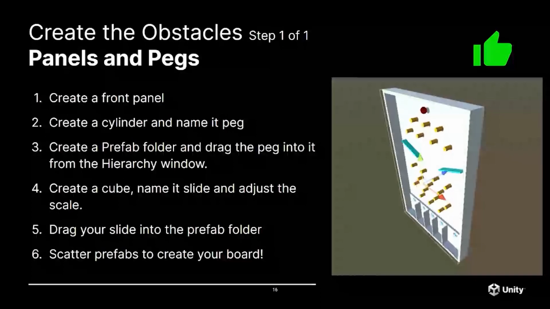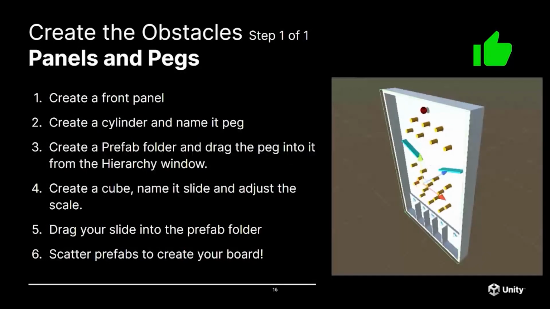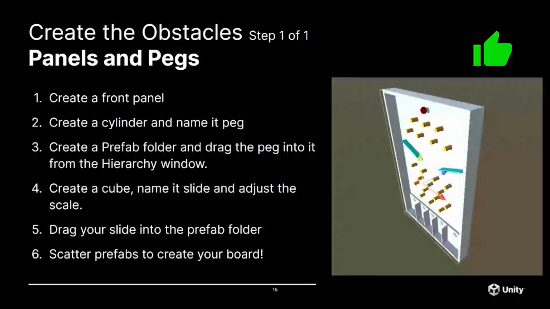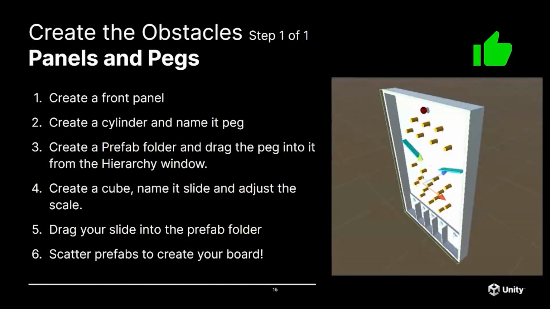We created a front panel by taking the back part of the play area, duplicating it, turning off its mesh renderer, and then moving it so that it fits like a lid on this box. We created a cylinder, named it PEG, and turned it into a prefab, which stands for prefabricated object. That allows us to edit it if we need to, instead of having to individually change all of these pegs if there's ever a change.